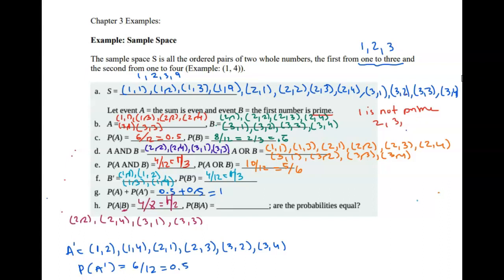And for P of B given A, A becomes my sample space. Out of here, you want to identify the B's, which are the ones that start with a prime number. So here we're going to have 2,2, 2,4, 3,1, and 3,3. And so there are 4 occurrences out of the 6 from A. So this is 2/3. And no, they're not equal. So probability of A given B is almost always not equal to the probability of B given A.